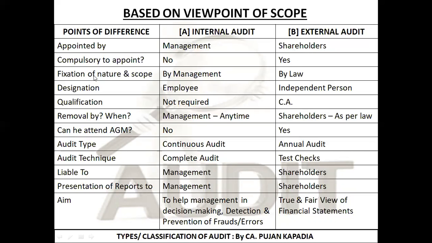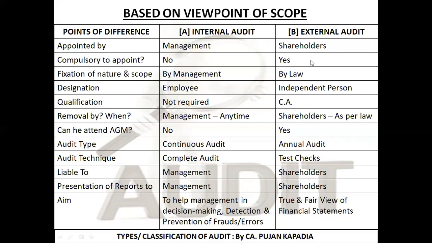Third is fixation of nature and scope. That is, who is going to fix what is the work that is supposed to be performed by the internal auditor or the external auditor. So the point over here means who is going to determine or fix the area of work of this auditor. In case of internal audit, it is decided by the management, because management is the one who is appointing such auditor. So management is going to prescribe what work is supposed to be carried out by the internal auditor.